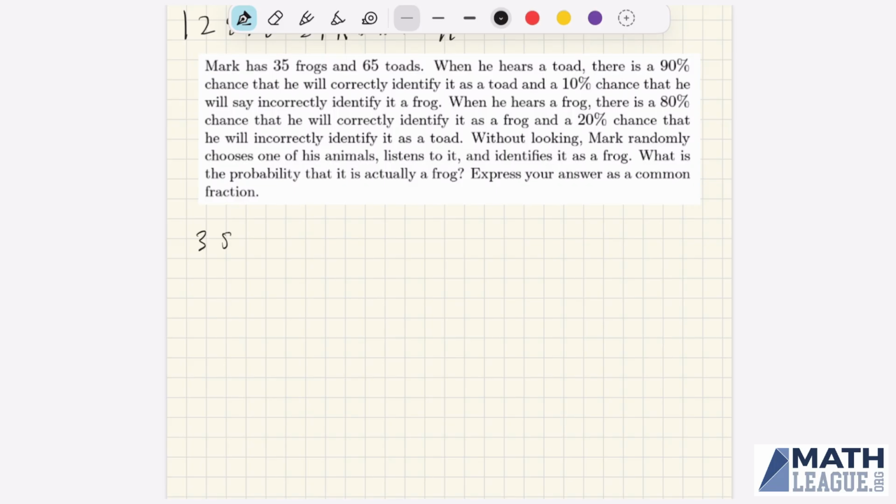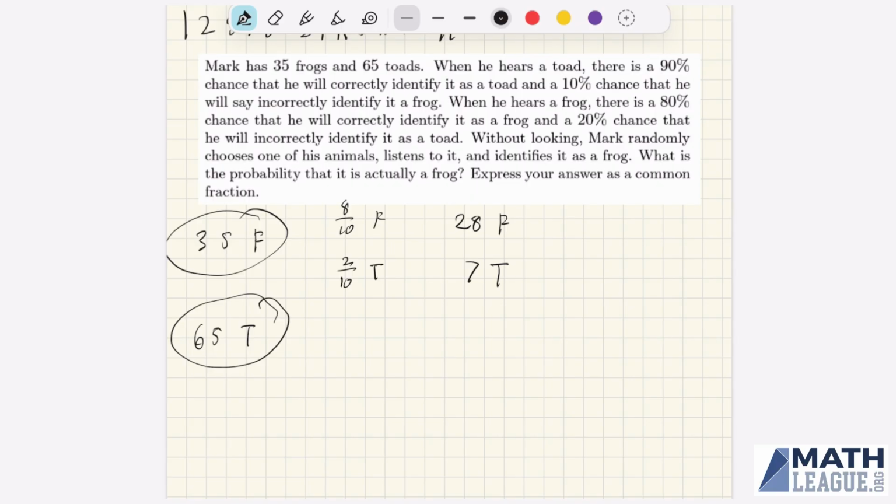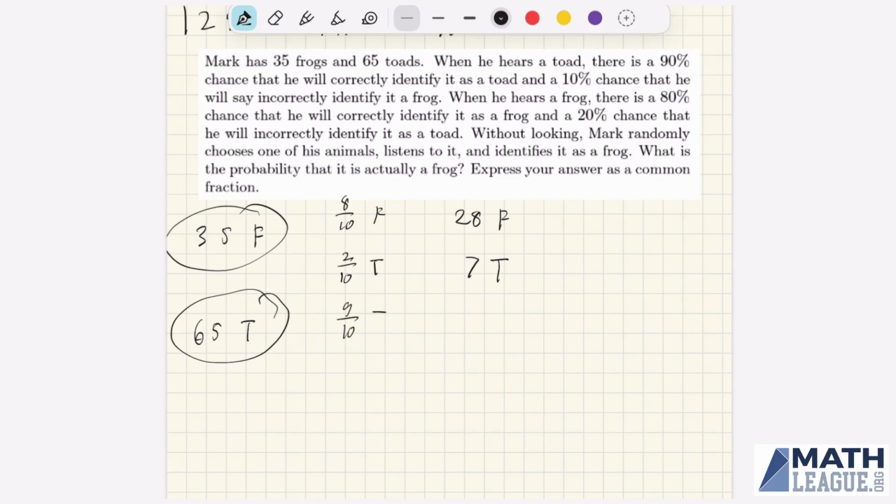He has 35 frogs and 65 toads. When he picks a frog, there's an 8 in 10 chance that he correctly identifies it, and a 2 in 10 chance that he incorrectly identifies it. So out of these 35 frogs, 7 of them will be identified as toads, and 28 of them will be identified as frogs correctly.